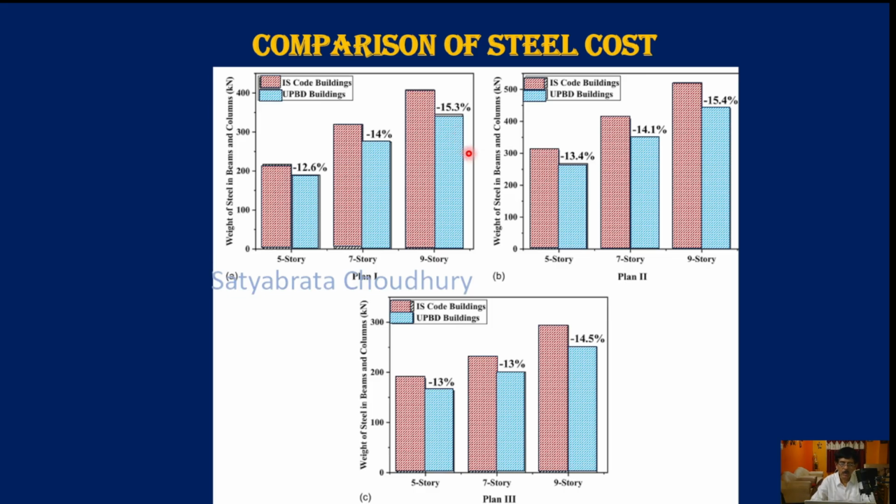The average cost reduction is about say 12%. It ranges up to 15% also, 12 to 15%. So you can see that the UPBD buildings for the same level of performance are cheaper than the Codal buildings.